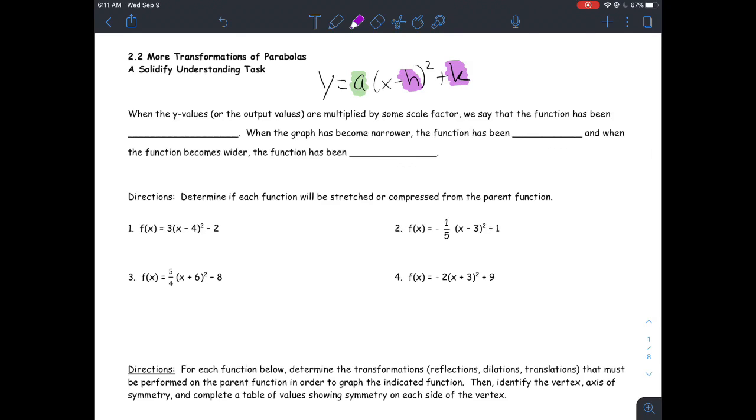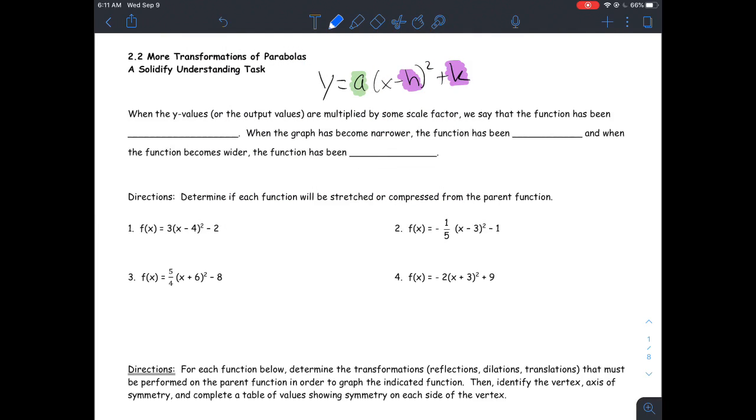So changing a can do one of two things. If you make it negative, it flips it, so it's going to be down like a frown. And if you make it bigger than 1, it's going to get what we call stretched. And if you make it smaller than 1, it's going to get compressed. Okay, so let's go ahead and fill this in.